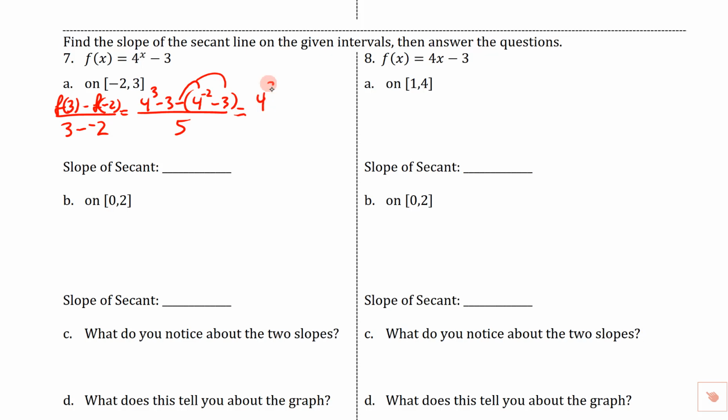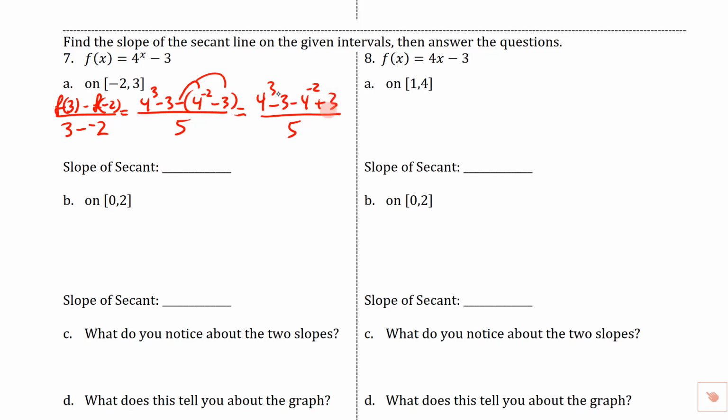So this is going to be 4 to the third minus 3. Again, we've got that 5 in the denominator. And then this is minus 4 to the -2. Again, when you distribute here, it doesn't have any impact on what the exponent is. So it just becomes subtracting 4 to the -2. And then minus a -3 is going to be a +3.